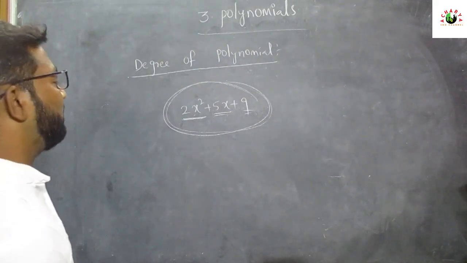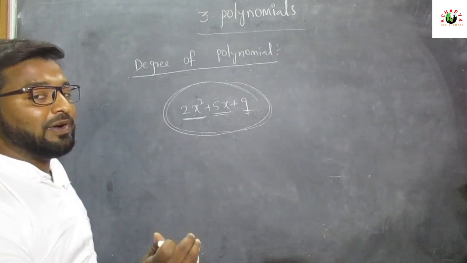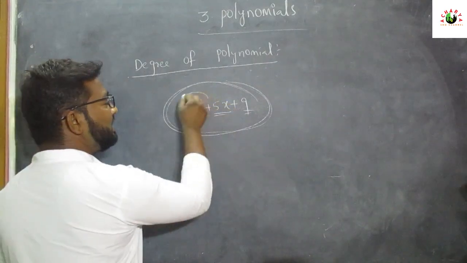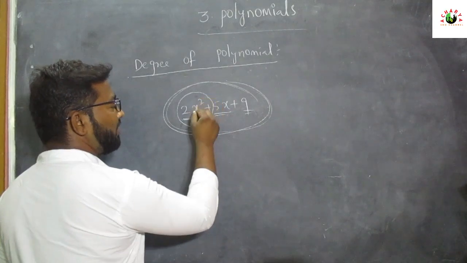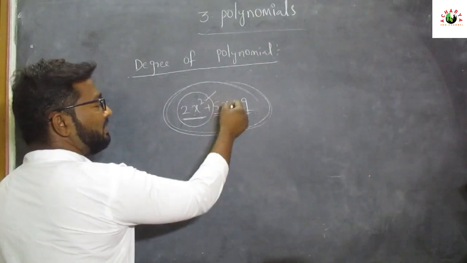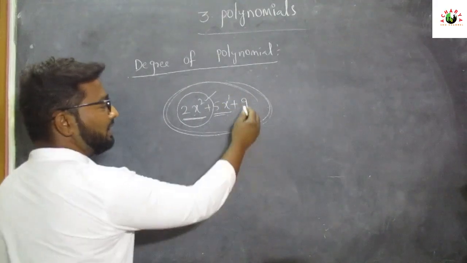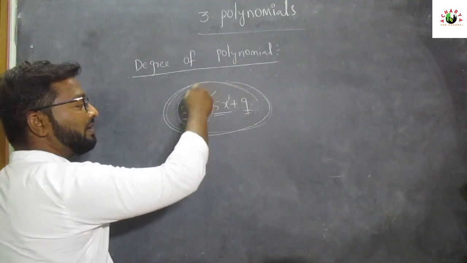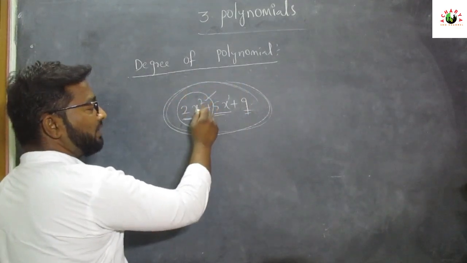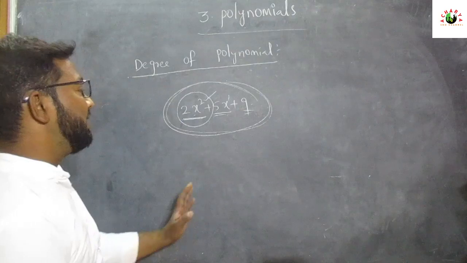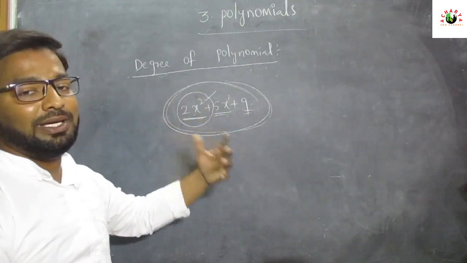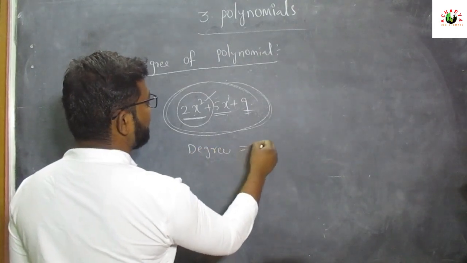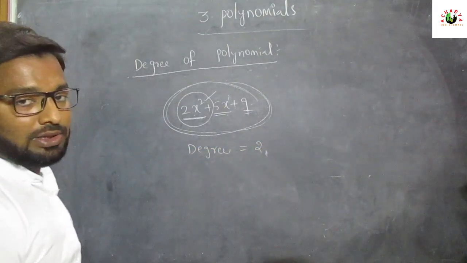So how can we identify the degree of the polynomial? The highest power of the variable is called the degree. Here which is the highest power? In this term the power of x is 2. In this term the power of the variable is 1. Here there is no variable, so this is a constant term. The highest power of the variable is 2. So the degree of the given polynomial is 2.